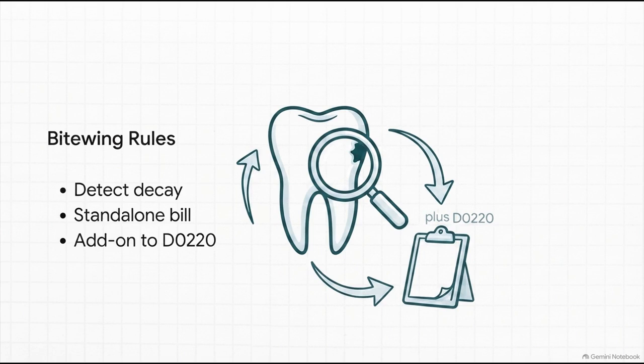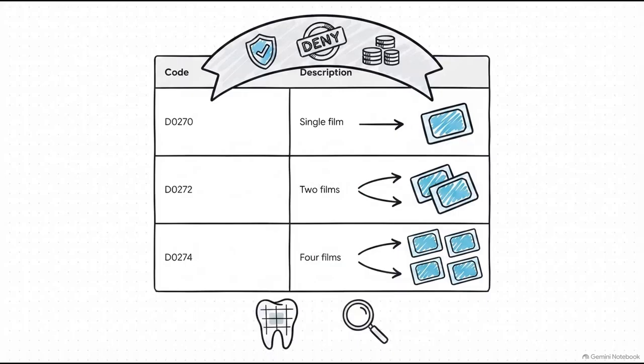The best part about bite wings from a coding perspective, the flexibility. You can bill them totally separately as standalone services, or you can use their add-on flexibility and bill them alongside those periapical codes we just talked about, D0220 and D0230. If you're taking notes for this masterclass, you'll want to jot this down.